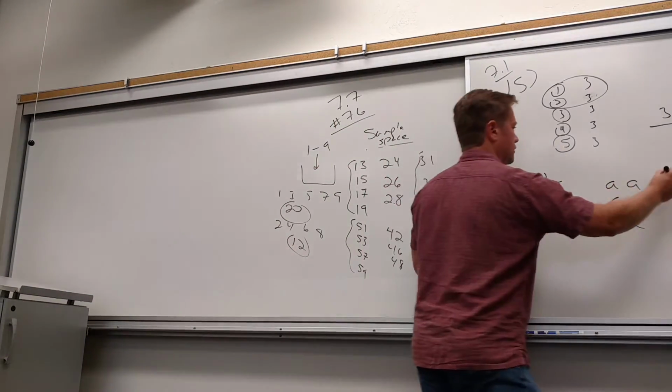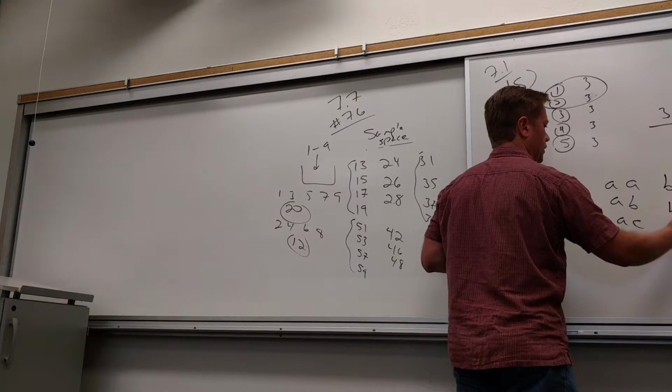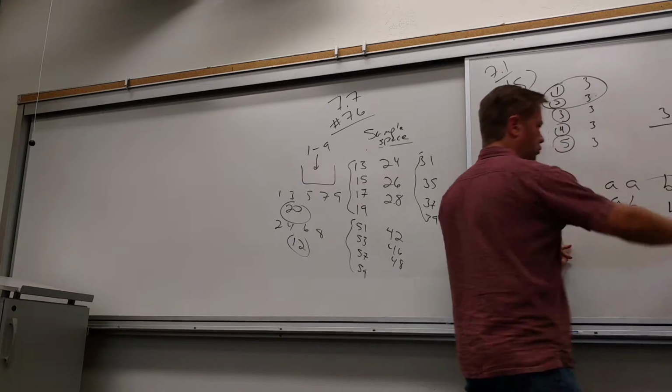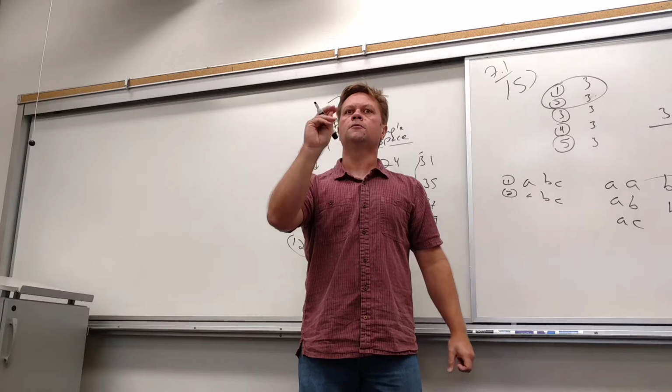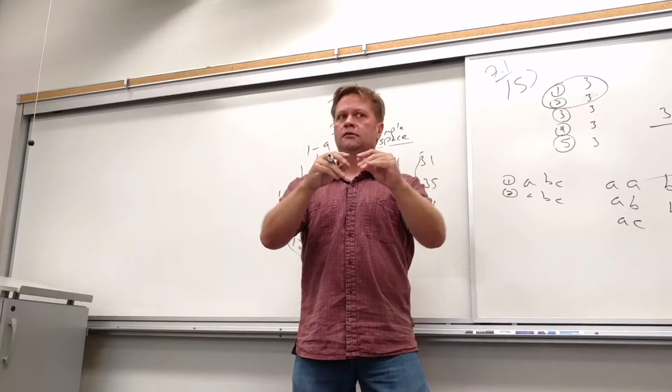What if I choose B first? Then I can choose B, A, B, B, B, C, right? What if I choose C first? C, A, C, B, C, C. So how many total choices are there for the first 2 questions? 9. Count them, yes, 9.